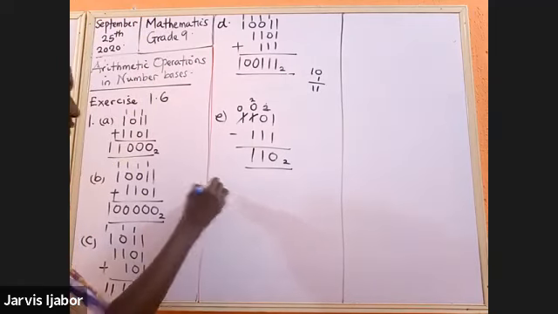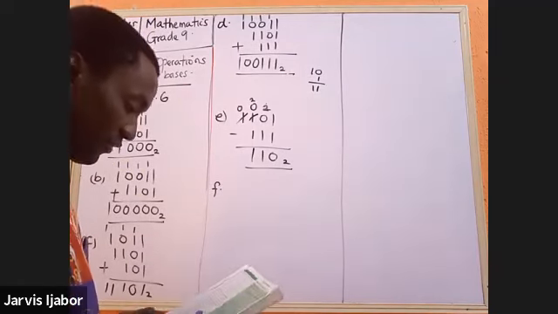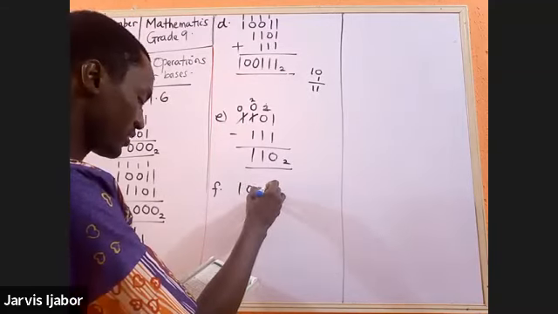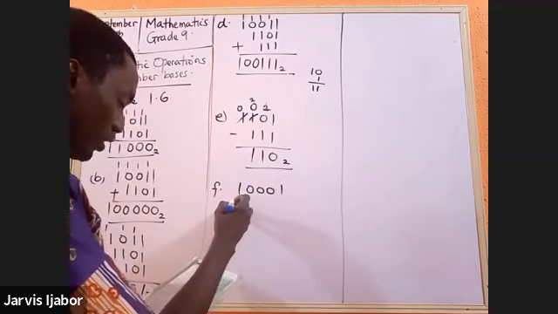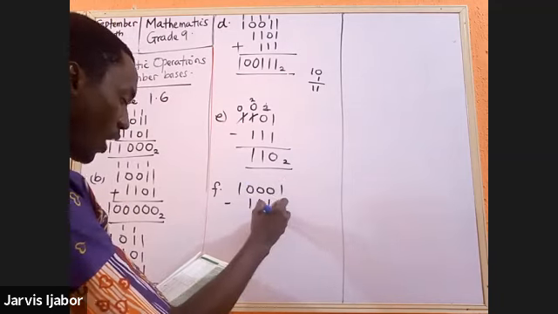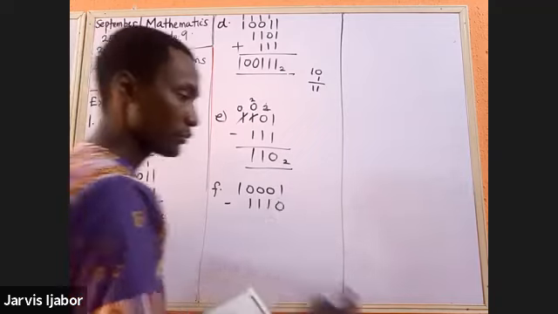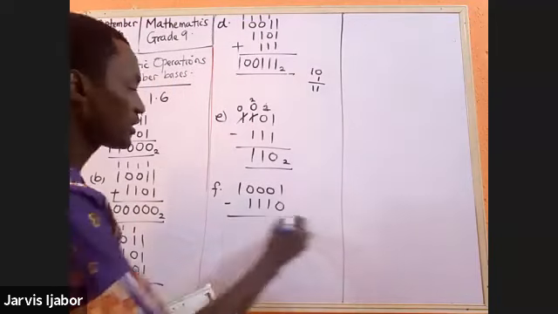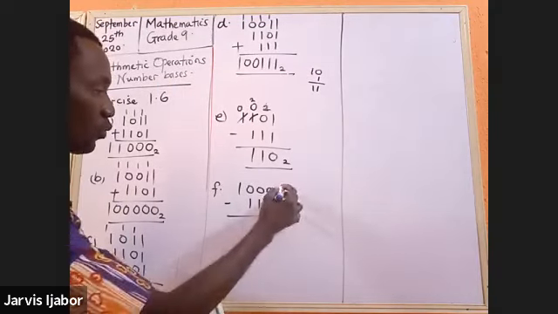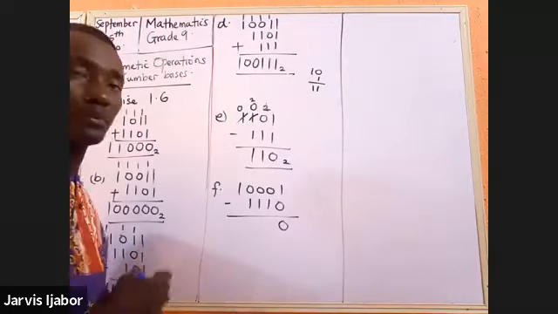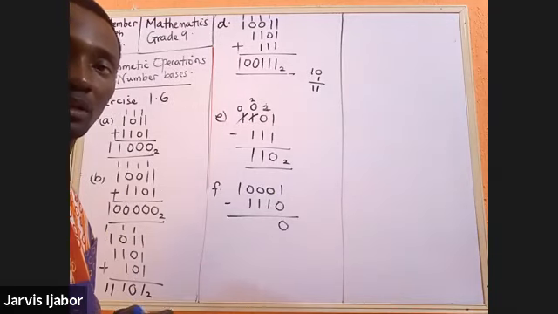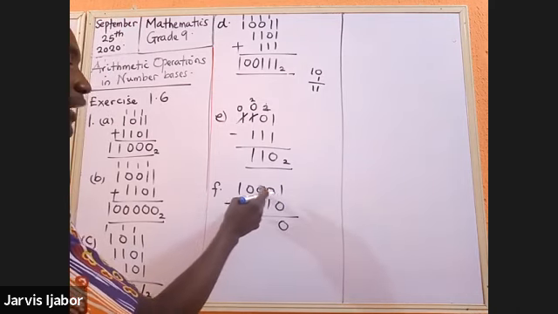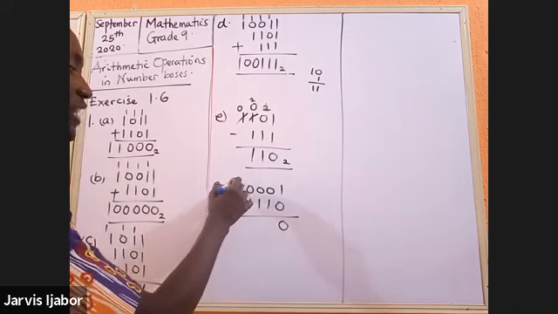Now let's go to F. In F, we are told 10001 minus 1110. Okay? So how do you handle this? 1 minus 0 will give you what? 1. 0 minus 1 you cannot. You can't borrow from here, you can't borrow from here, you can't borrow from here. So you borrow from here to be 0.